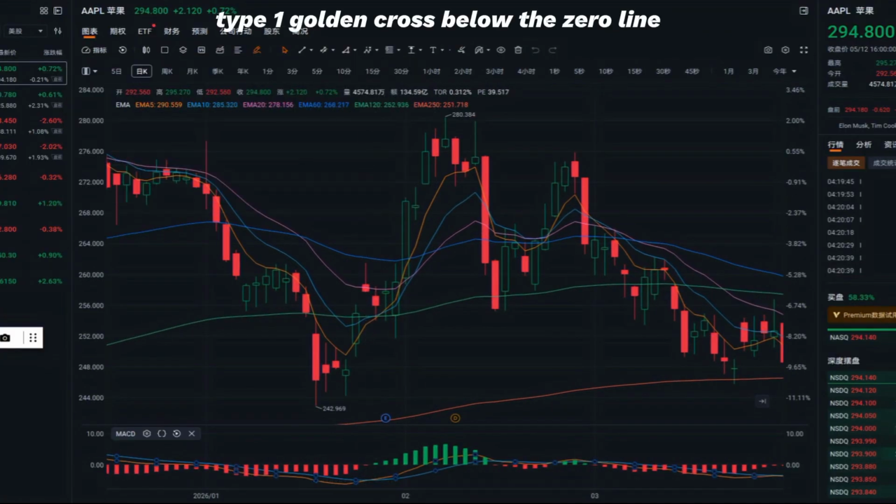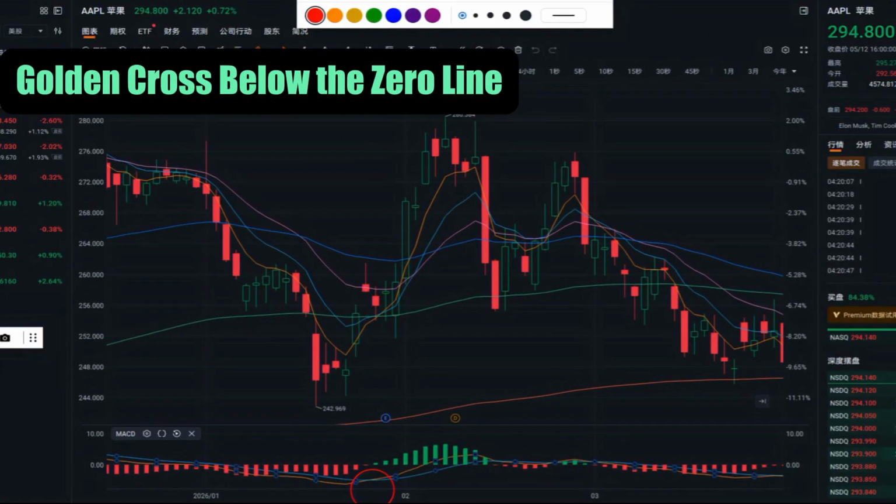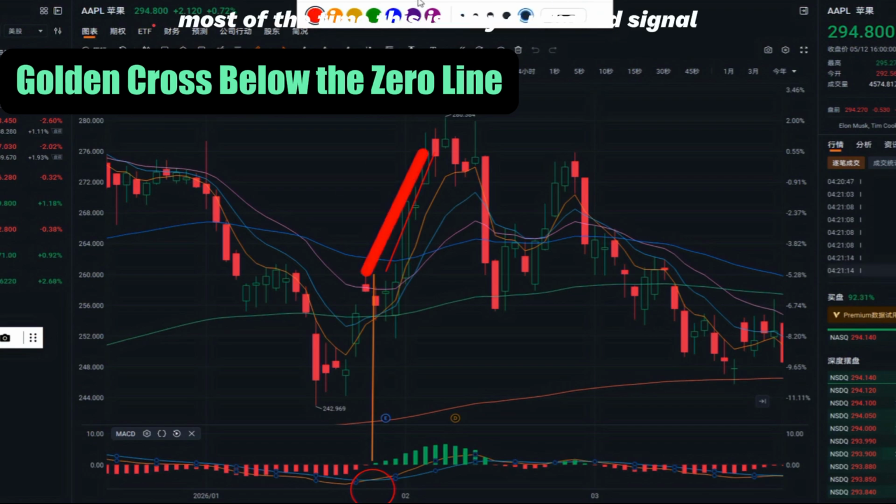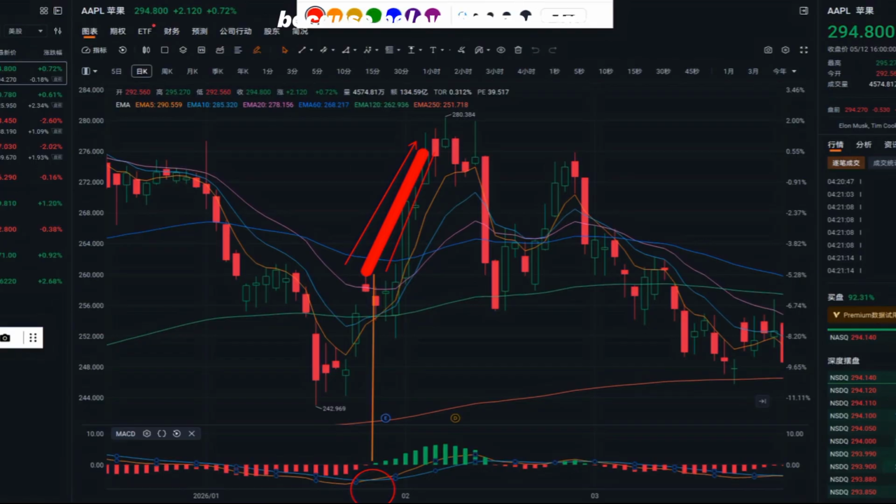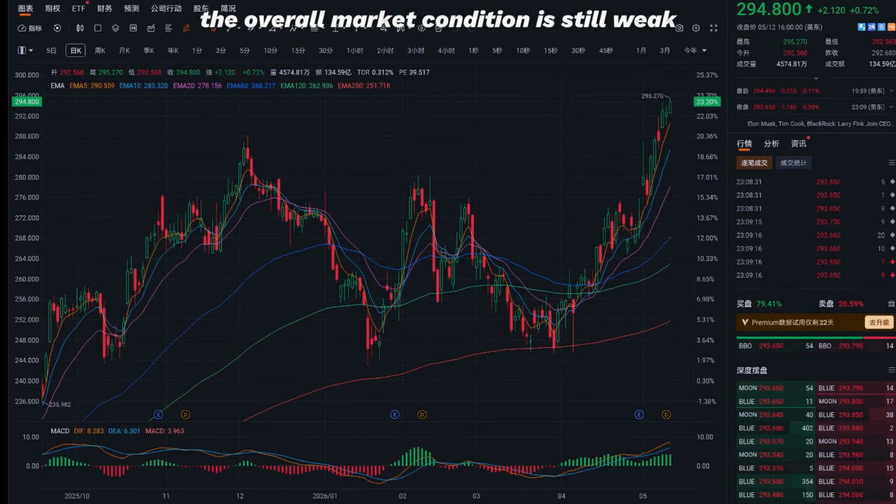Type 1. Golden cross below the zero line. This means both DIFF and DEA are below the zero line when DIFF crosses above DEA. This type of golden cross means short-term downward momentum is weakening, and the stock price may rebound. But remember, most of the time this is only a rebound signal, not necessarily a trend reversal. Because below the zero line, the overall market condition is still weak.